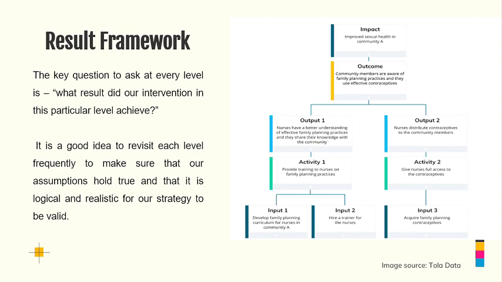And then output number 1 is, after those nurses were trained, you see how important the result framework is? Output number one, after the activity, after those people were trained, nurses had a better understanding of effective family planning practices and they shared their knowledge with the community. Okay? Then the other activity that we did also is that we gave access to full contraceptives.